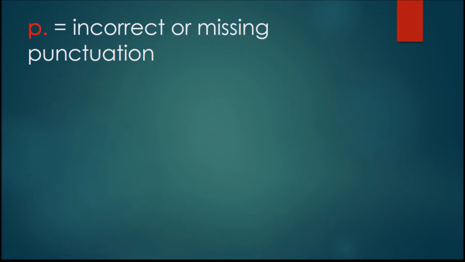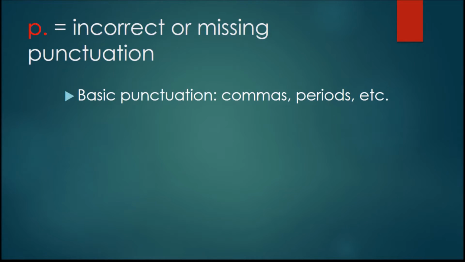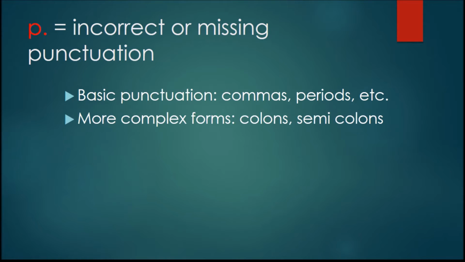A lot of the time if you see this, it's because perhaps something simple like a comma needs to be used, or a full stop, or one needs to be swapped with the other. Those sorts of things should be easy enough to correct. Sometimes this might apply to more complex forms. For example, if instead of a full stop you should use a colon or a semicolon, apostrophes, possessives, those sorts of things.